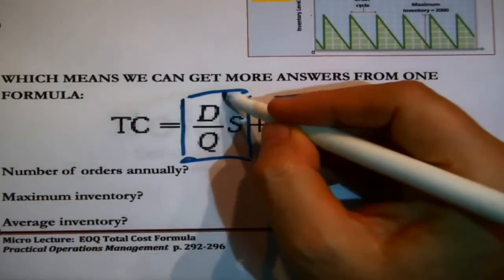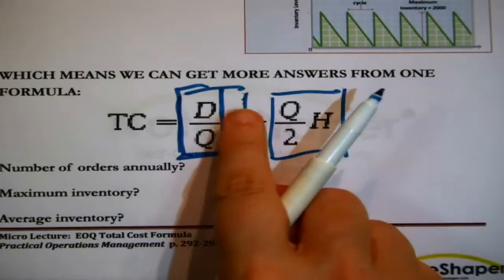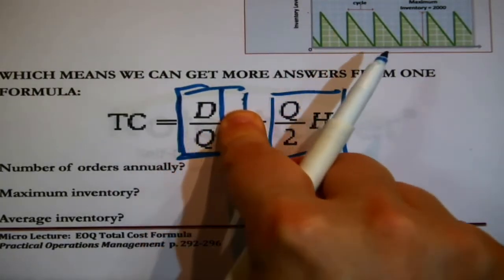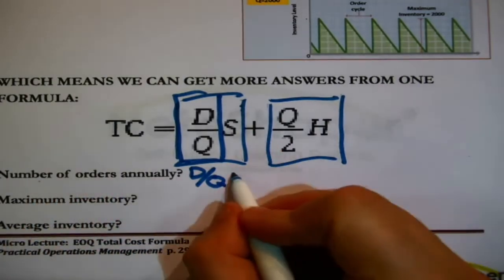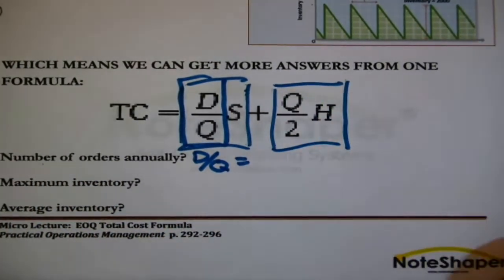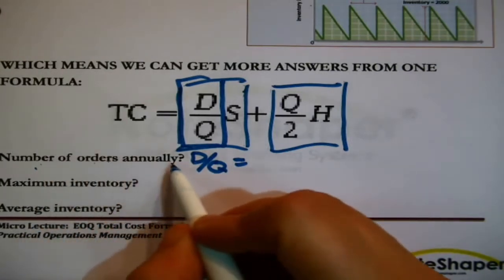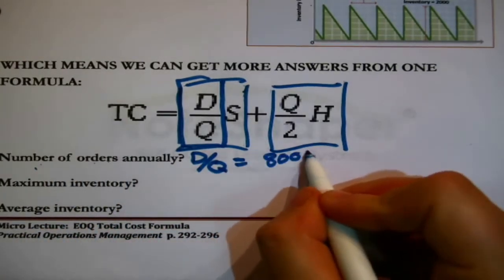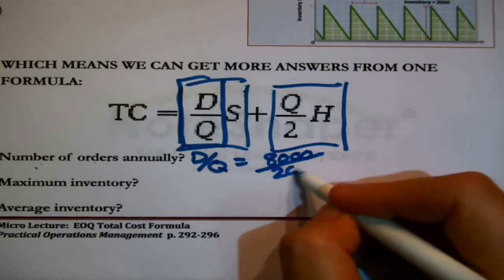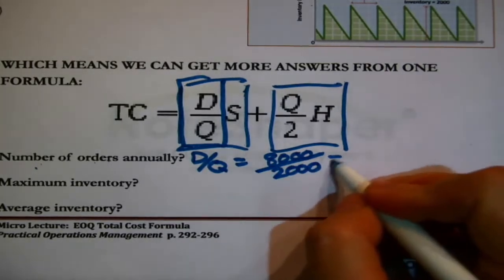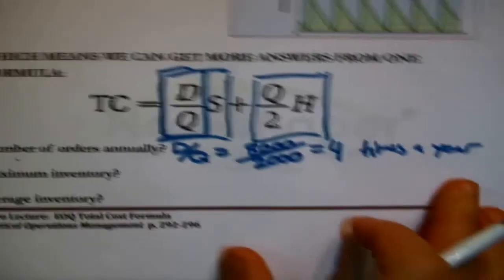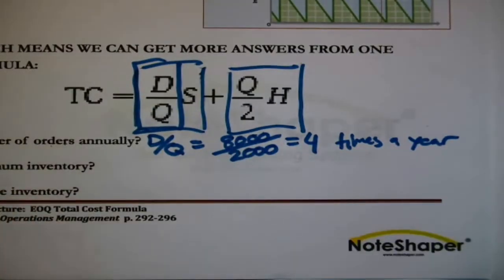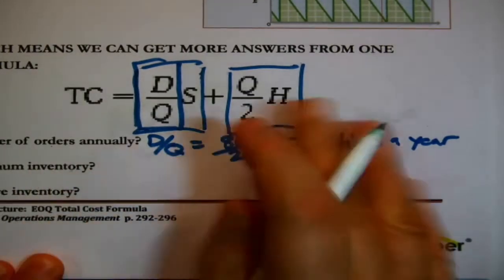Now, wait, that's just those 2 halves, what they mean. Look inside those halves. This was the ordering cost. This right here, block out the actual cost per order. D divided by Q is the number of orders annually. So if somebody said, okay, you order these 2,000 at a time, how many times a year are you going to order? Actually, it's just kind of common sense. You need 8,000 over the course of a year, and you're going to order them 2,000 at a time. We'll order 4 times a year. But there, that's that question answered.